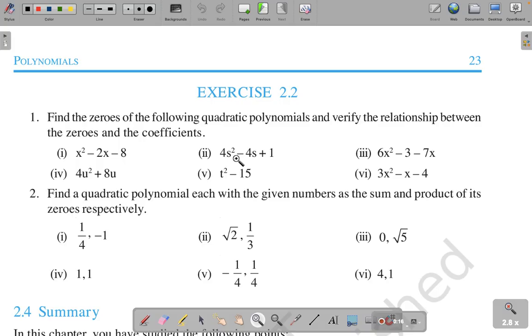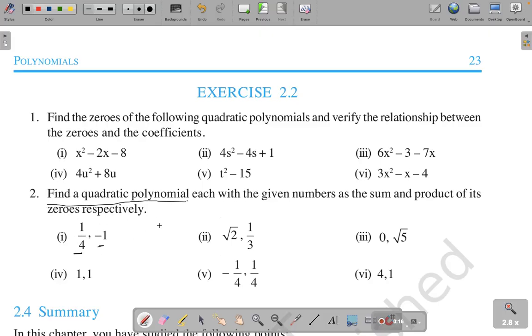Okay, so I think this exercise is the only thing that you need to do, and these are very simple. So you have to find the zeros and then verify the relationship. And this we have already done. You have to find the quadratic polynomial from the sum and product of its roots. So sum of roots is this, product of roots is this.